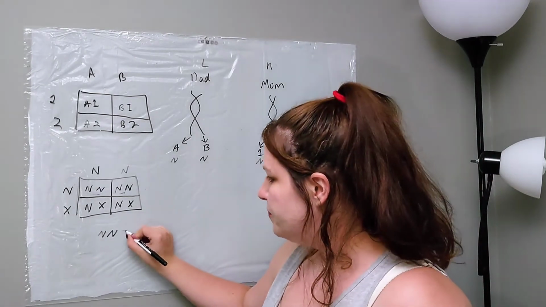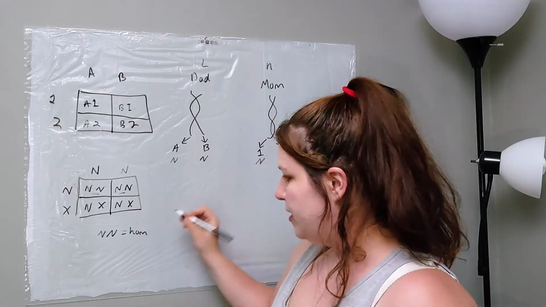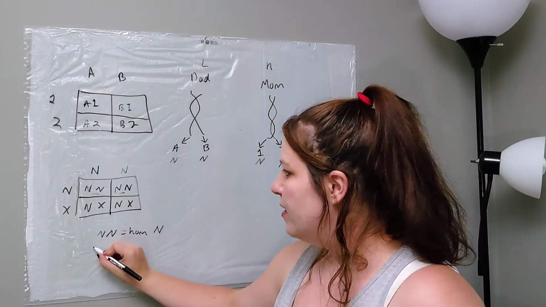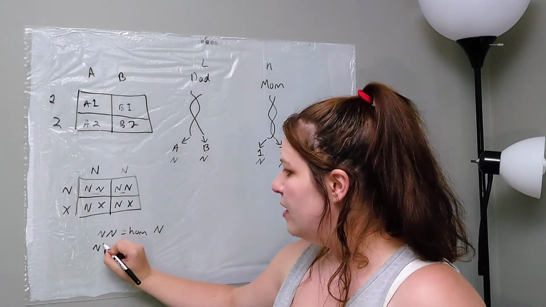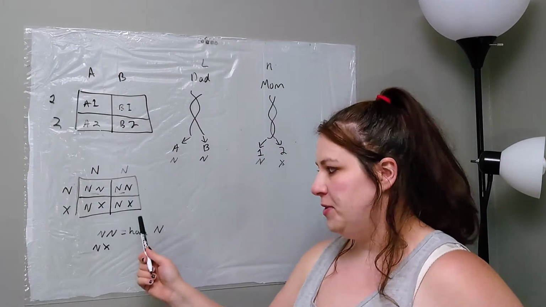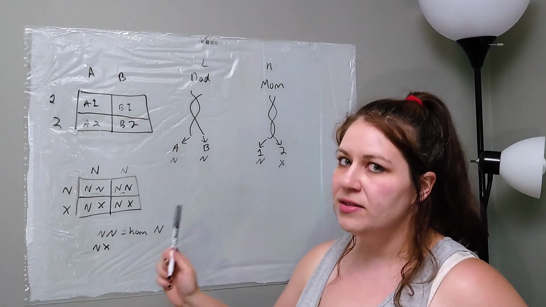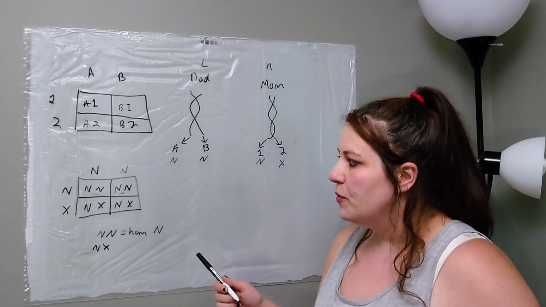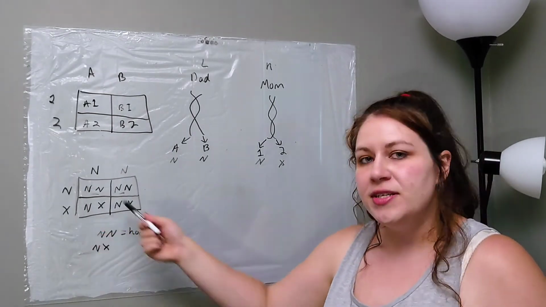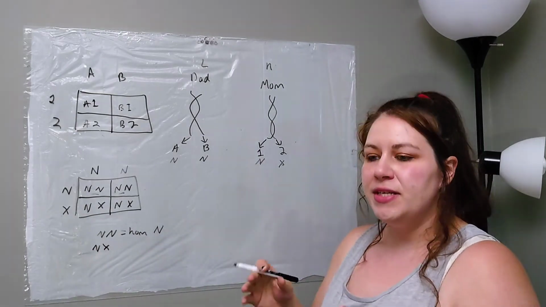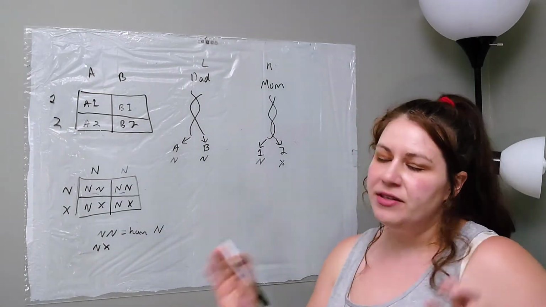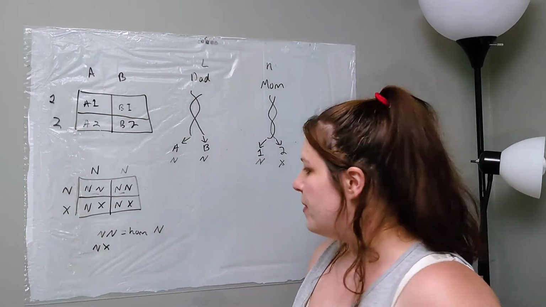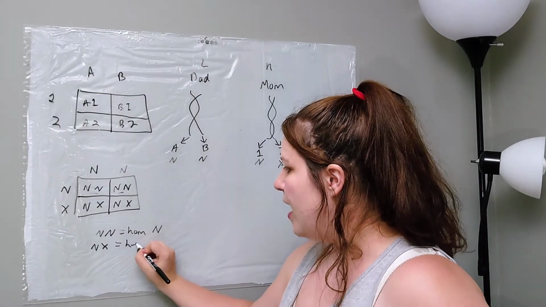So NN equals homozygous for anery. I'm just going to say N there. And then the NX, and by the way, if you ever come across something that says XN instead of NX or anything like that, it doesn't matter what order it's in. It doesn't matter if the order is X first and then N, because all that matters is that it happens on one side. It doesn't matter which side it happens on. So the NX or XN, whichever it might be, that's going to be het N.